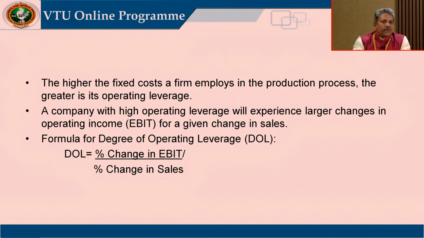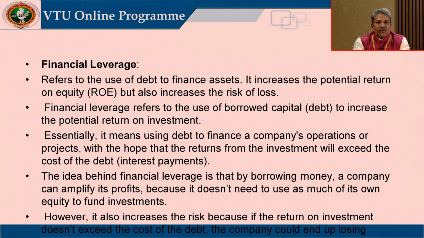There is another formula for degree of operating leverage. To calculate the degree of operating leverage, the formula is percentage change in EBIT divided by percentage change in sales. This formula we can also use if we have the information with respect to two periods, EBIT and sales given, then the degree of operating leverage can be calculated as percentage change in EBIT divided by percentage change in sales. With this, we will conclude this session.